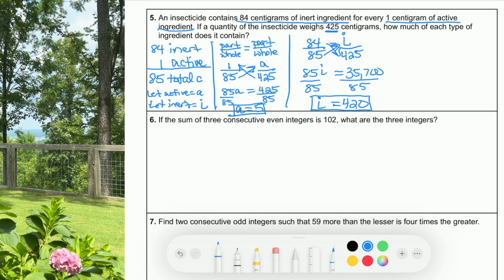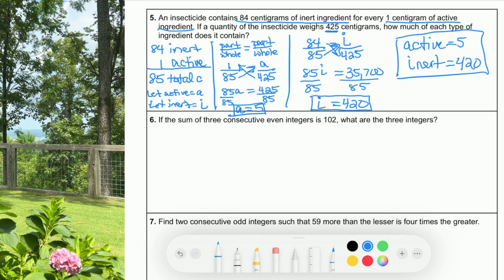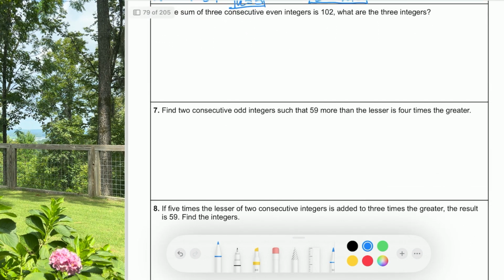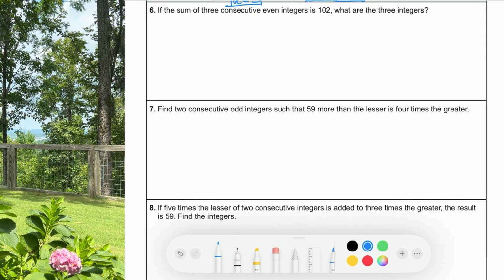Divide by 85, divide by 85, and I end up with I equals 420 on the inert. Okay. So active equals 5, inert equals 420. If I add those together, I get the total weight of 425. So these are our answers. Okay. All right, let's look at number 6.